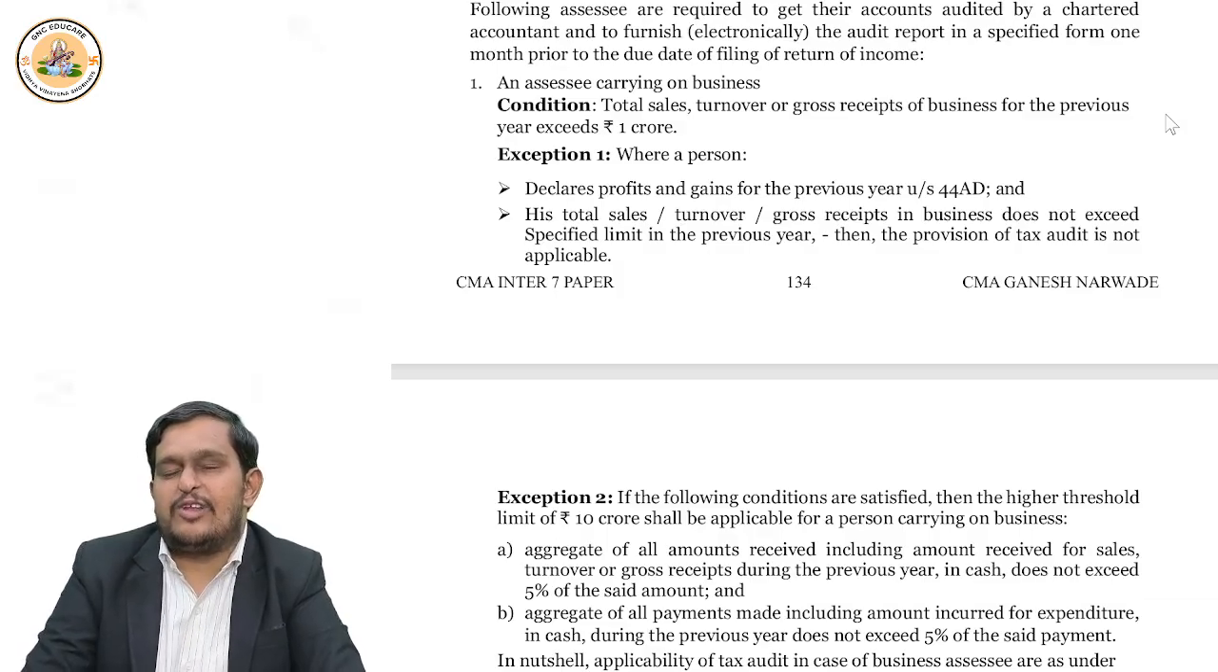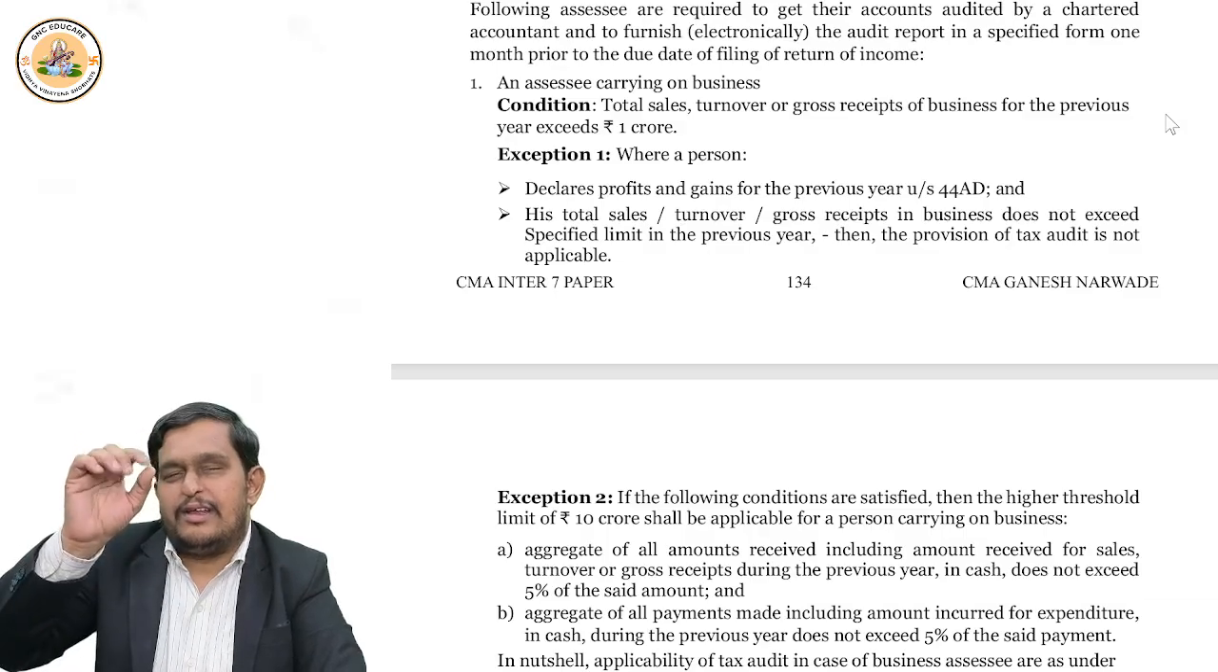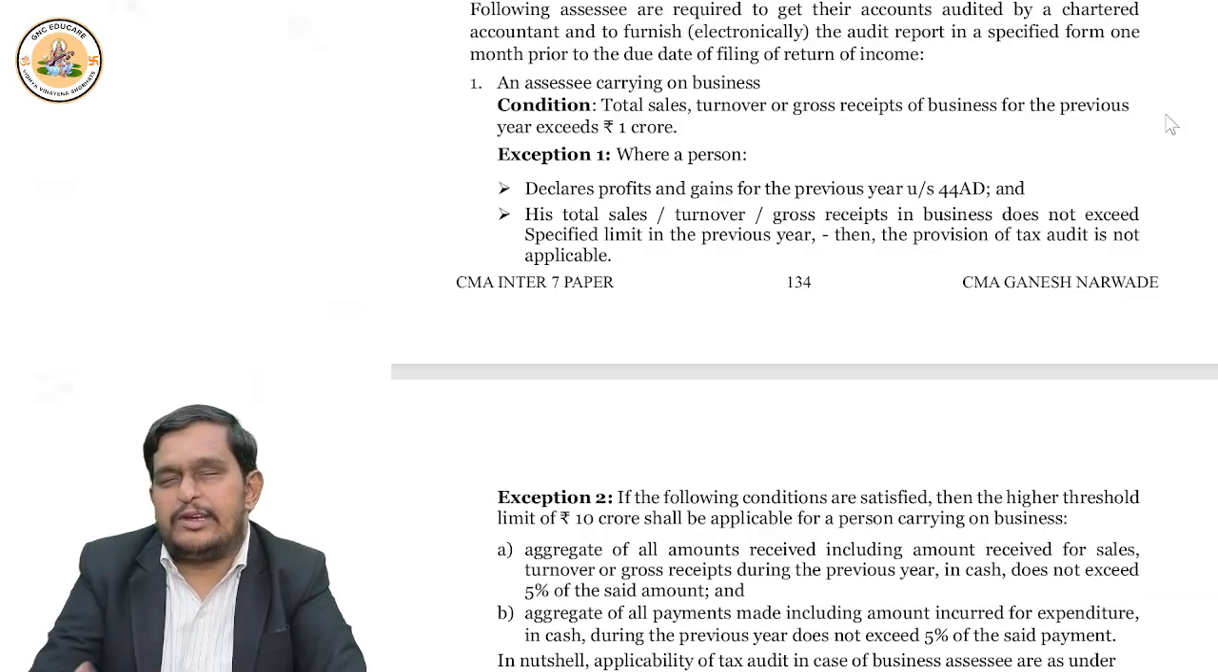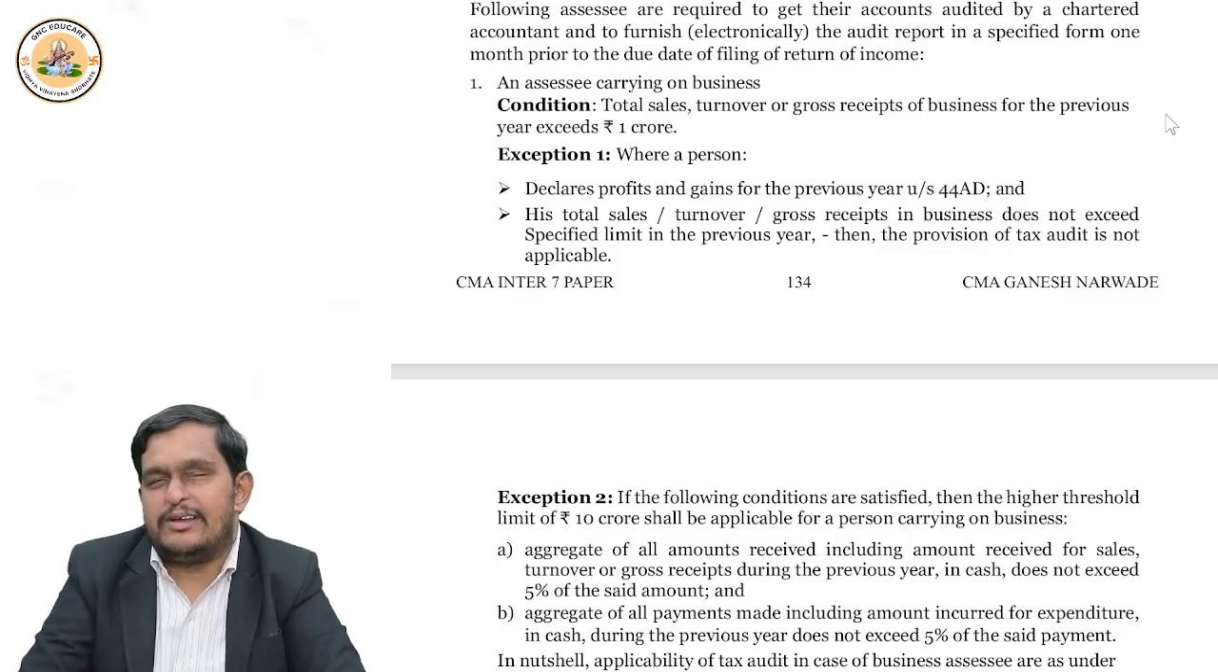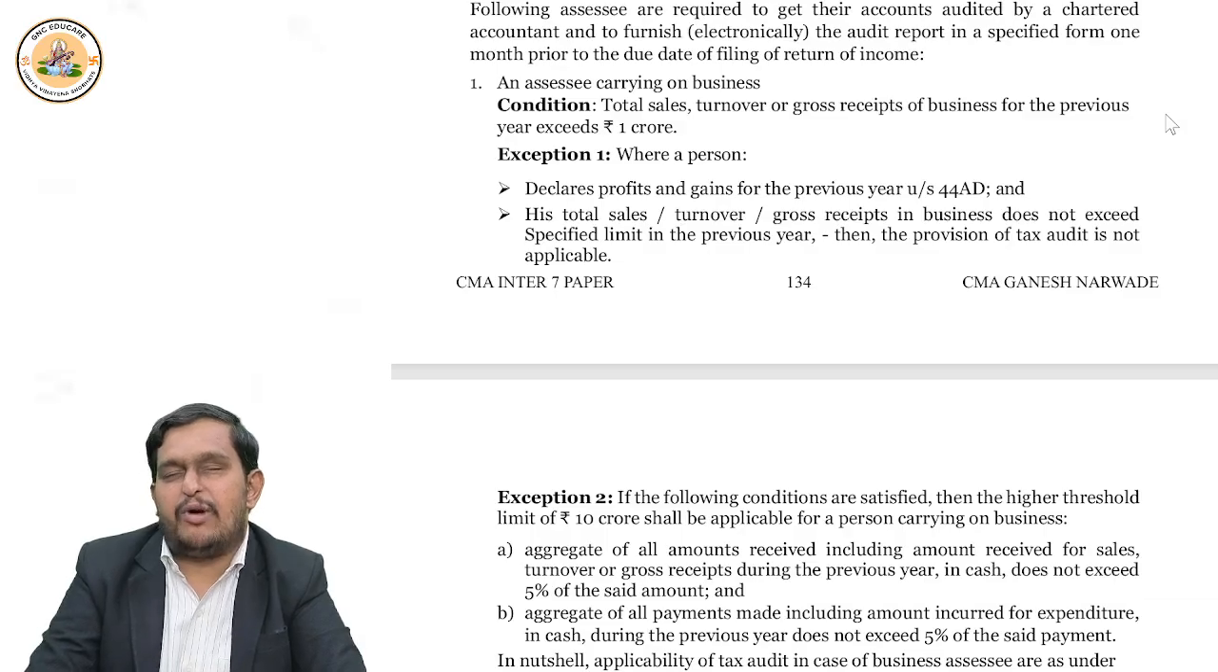then the limit is not 1 crore but 10 crore. Less than 10 crore turnover, no need to do tax audit. 10 crores or more, then definitely do tax audit. Right? Come to the third point.